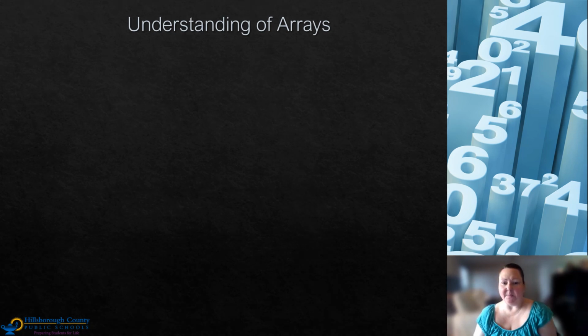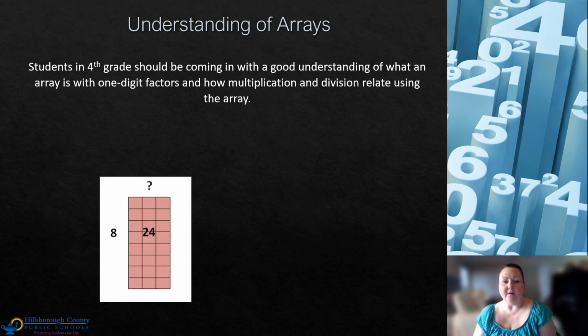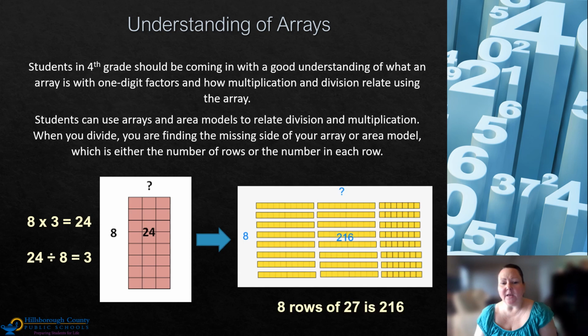Students are already coming in with some understanding of arrays. In 3rd grade, they understood what an array is with 1-digit factors and how both multiplication and division relate using those arrays. So in that first array, you can see it's represented as 8 groups or 8 rows of 3 equals 24. Or I can see the division, I have 24 squares total separated into 8 equal rows, and there's 3 in each row. We're going to continue with that understanding and use the same array models now with multi-digit numbers to relate division and multiplication.